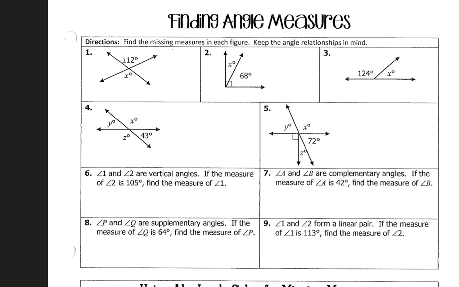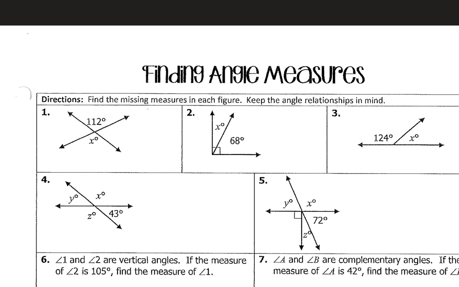All right, so I think you can get a lot of these on your own. I'm going to kind of push you. I want you to look at these first three right here and see if you can get these first three. These are all a little bit different. This is X compared to that 112. This is X, and we have 68, and we have X in 124. Pause the video for a moment, see if you can get those.